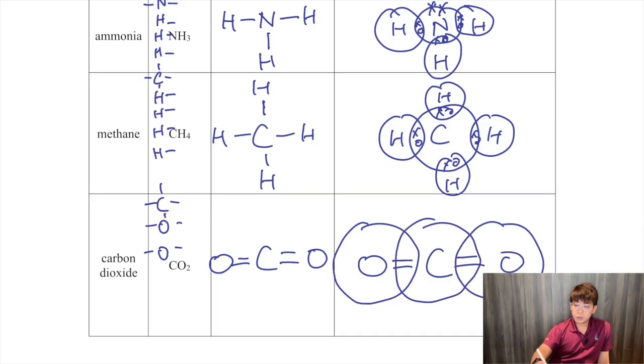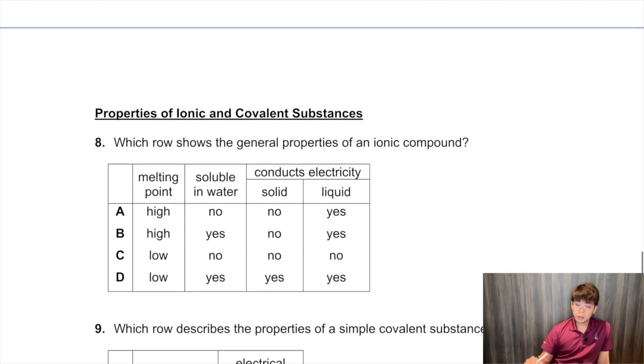Double bond has a total of how many electrons? 4 electrons. So double bond has 4 electrons. 1, 2, 3, 4. 1, 2, 3, 4. So the carbon is happy, it has 8 electrons. The oxygen only has 4, so I'm going to draw another 4 more. The other oxygen also only has 4, so I'll draw another 4 more. Okay, good, we are done with dot and cross.